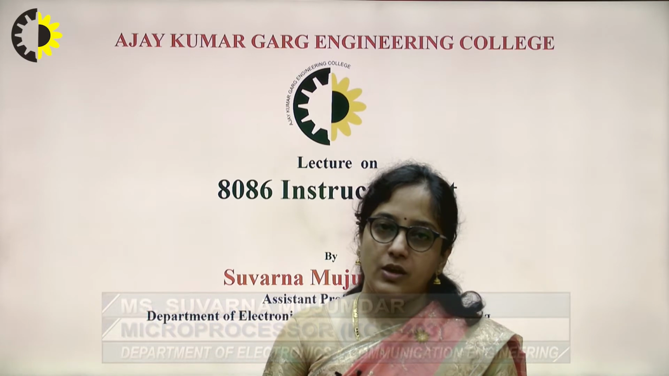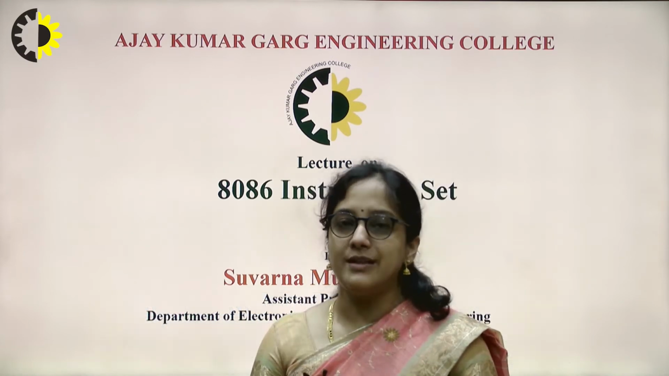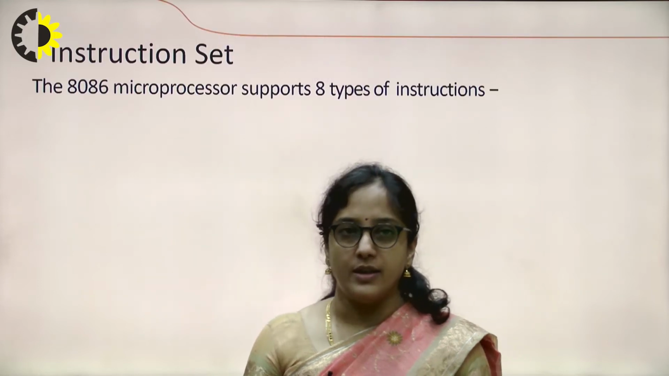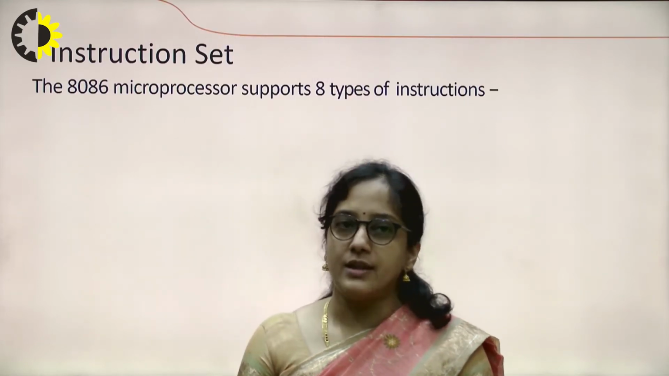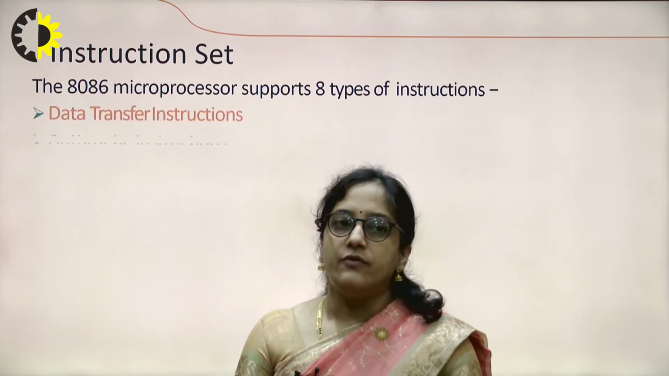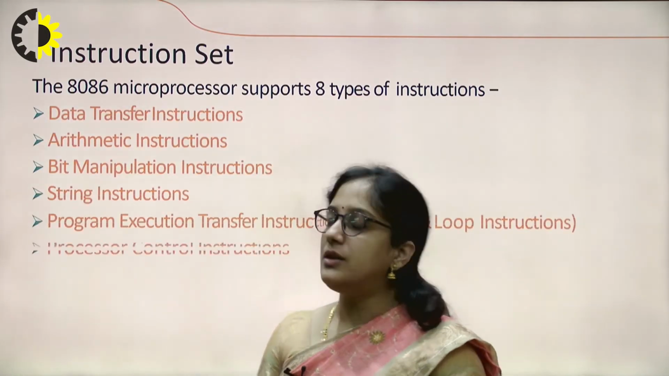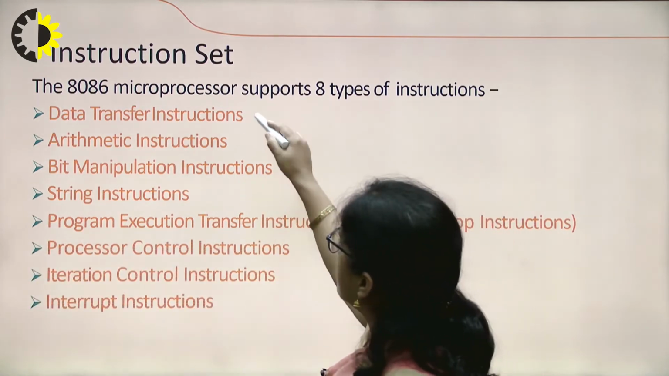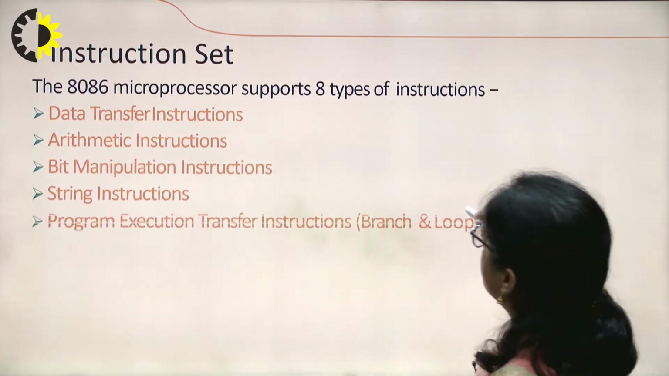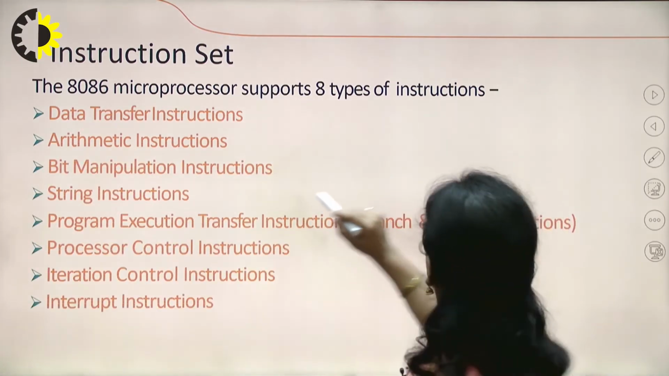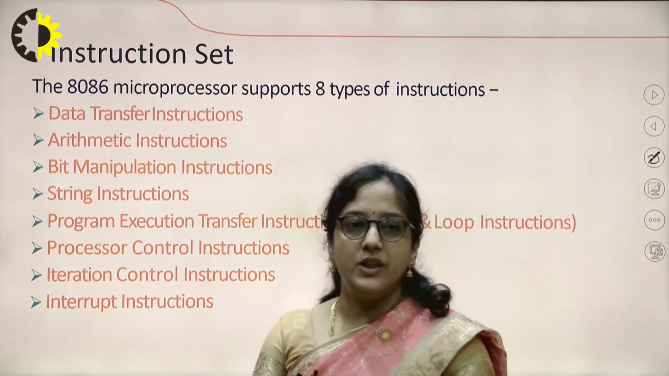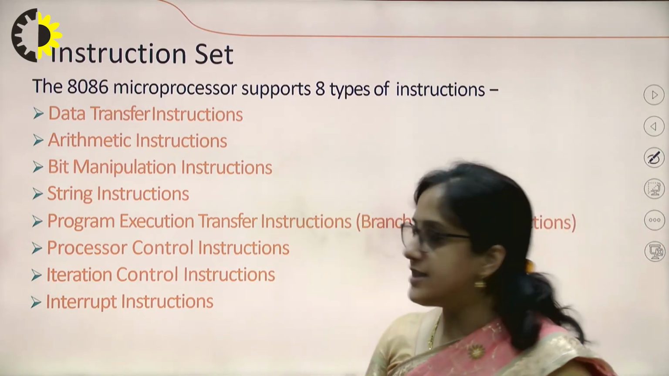Now, in this lecture, I am going to cover the instruction set, and how powerful the 8086 instruction set is. The total instructions are divided into 8 types, or we can say we group them into 8. The first group is data transfer instructions. The second is arithmetic instructions. The third is bit manipulation instructions, or we can say logical instructions.